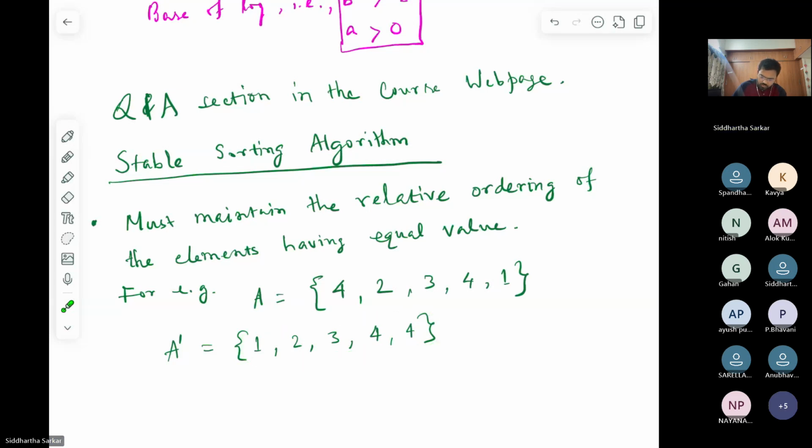Okay, so during the processing, what are the two possibilities? So for example, for identification, say this is the first one in the input. This is the first 4 and this second 4. There are two elements with equal value. So this is one copy, this is another copy. So let us say this is the first copy, we denote it as 4 1, and this is another copy that we denote it as 4 2. So if you maintain that 4 1 appears before 4 2, then the relative ordering is maintained. If the algorithm can ensure that, then we say that the algorithm is stable.